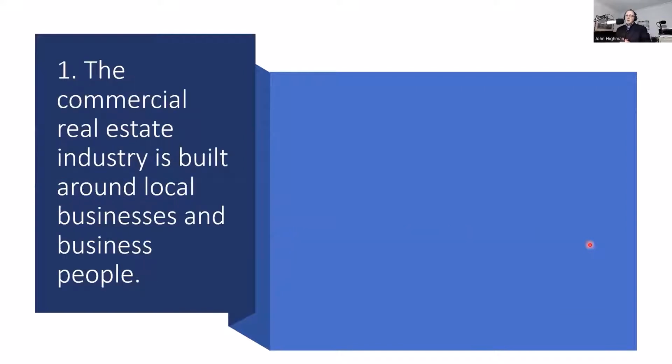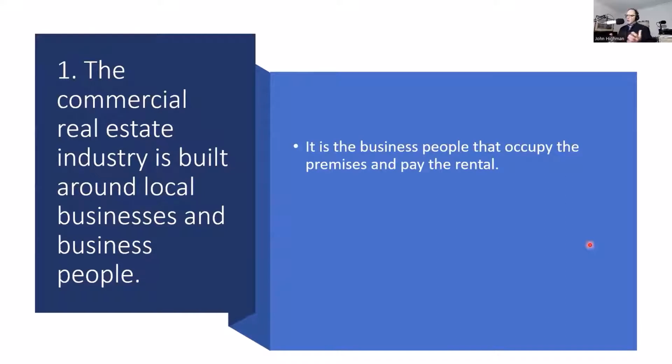Number one. Now, I'll put this as item number one because it suggests that the commercial real estate industry is built around local businesses and business people. Indeed, it is. It is the business people that occupy premises and pay the rent. Without those people, the property owners, the investors, will struggle. So it's actually at the business level, the businesses locally, where you start to know what's going on. When you know those people, what they're thinking, what they're doing, where they're moving, why they want to move, what their businesses are doing, all of those things.